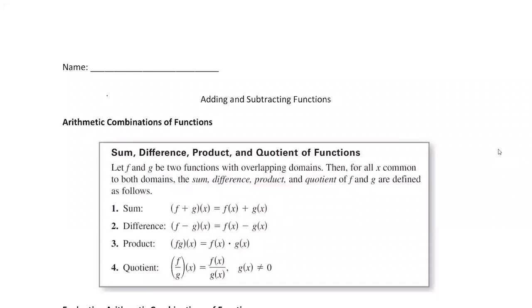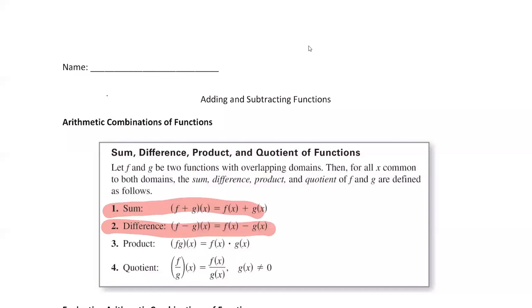So today we're going to be looking at adding and subtracting functions. Okay, so we're going to be looking at addition and subtraction.